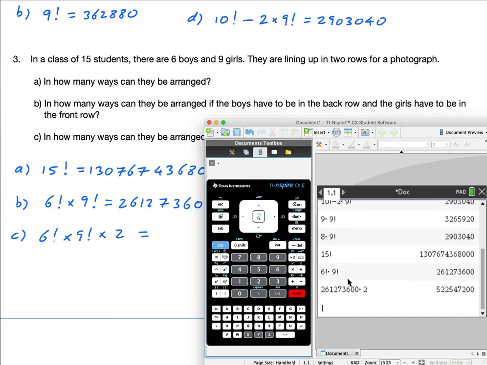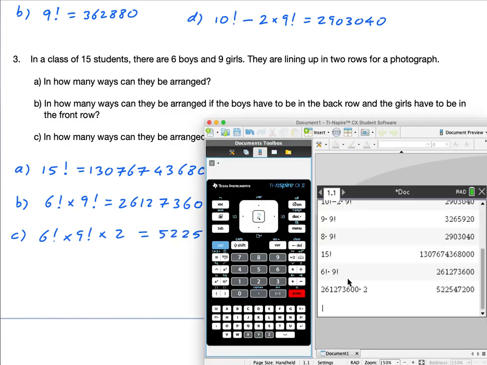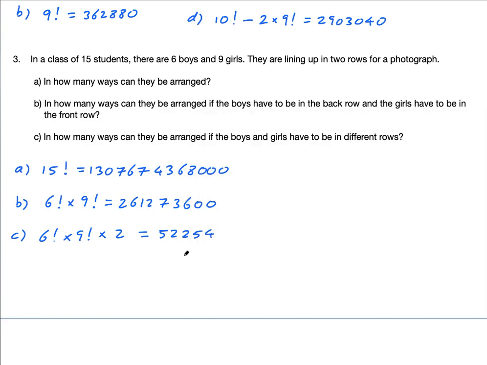Times 2 is 522547200. Okay, so that's an introduction to factorials and arrangements.